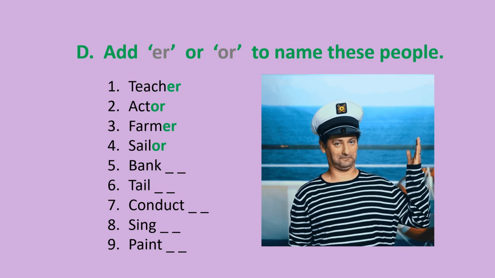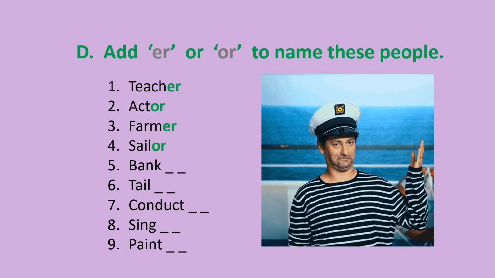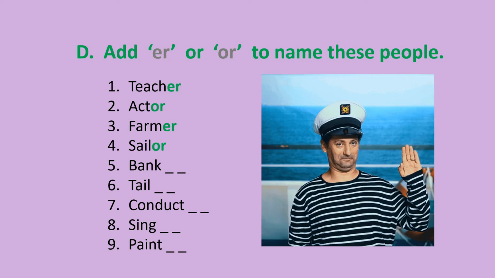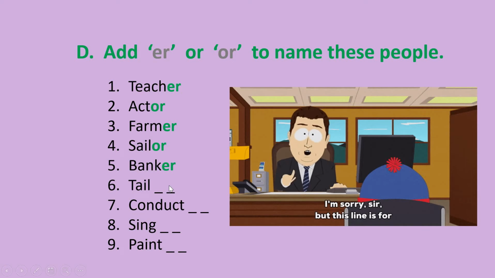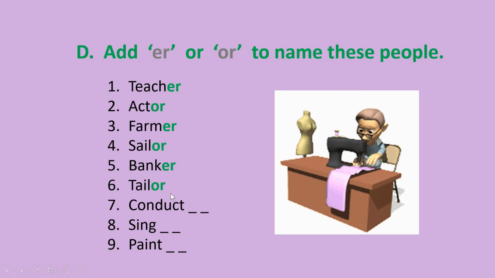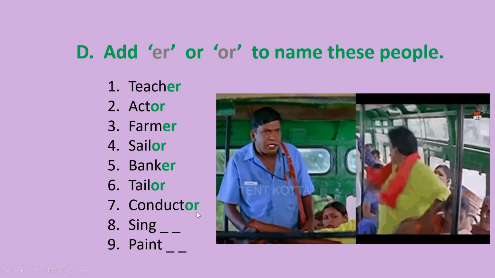SAILOR. Next is bank. So for this, banker. ER. Banker. And next word is tailor. Tailor. In that you have to add OR. See here, tailor is stitching a dress. Next word is conductor. Again, OR at the end of these alphabets.